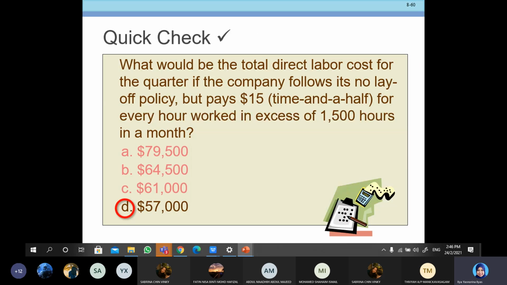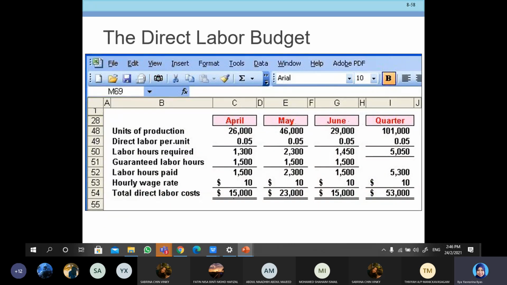Now we move on. Direct labor is quite easy. The direct labor is quite straightforward. Production from the production budget, then times direct labor per unit, we need 0.05 per hour. Then we have the guaranteed labor hour, this is 1,500. So April and June, because it's lower, we pay them 1,500. But in May, because it's greater than the minimum, we pay them 2,300.